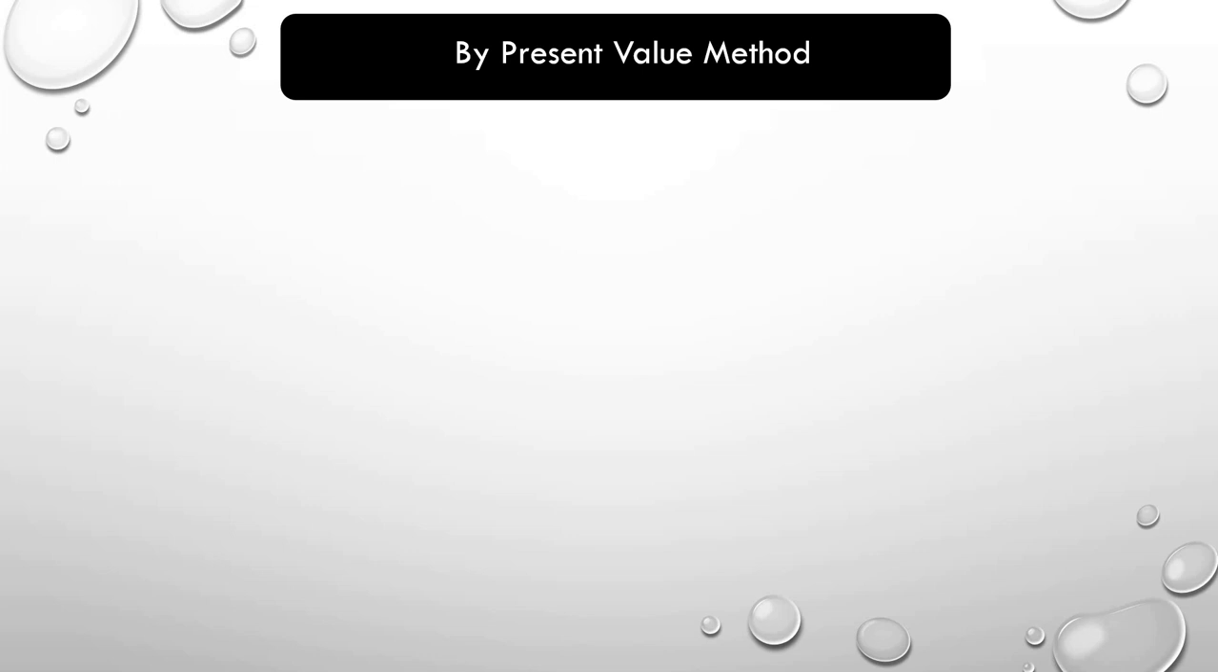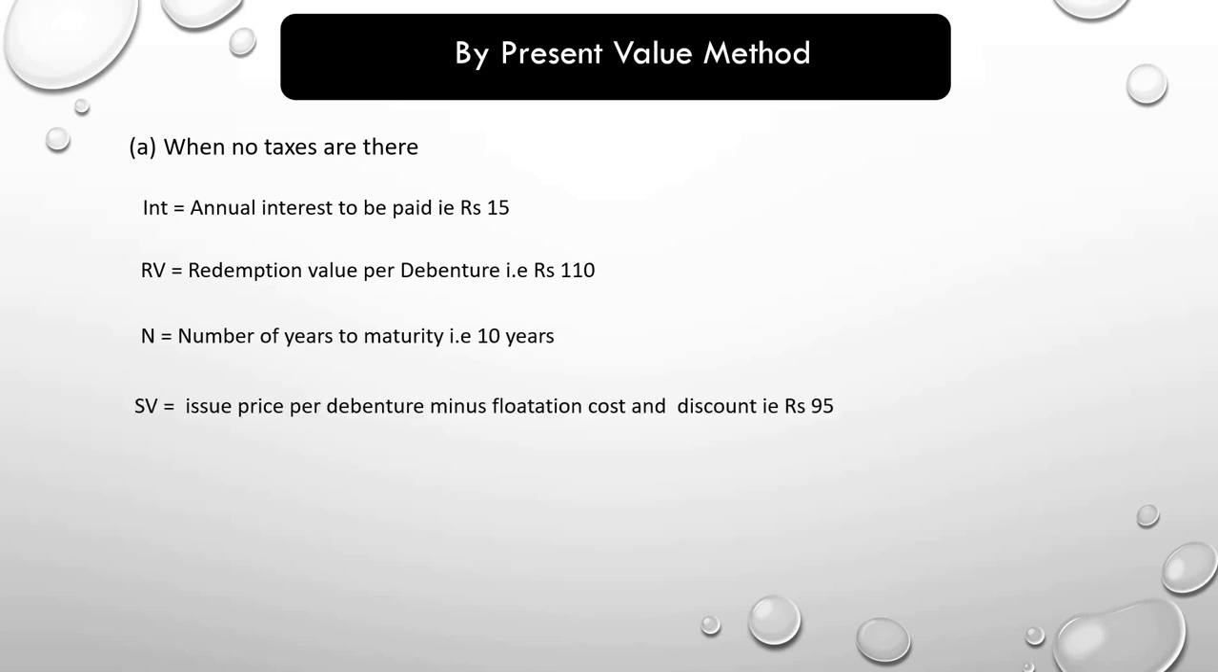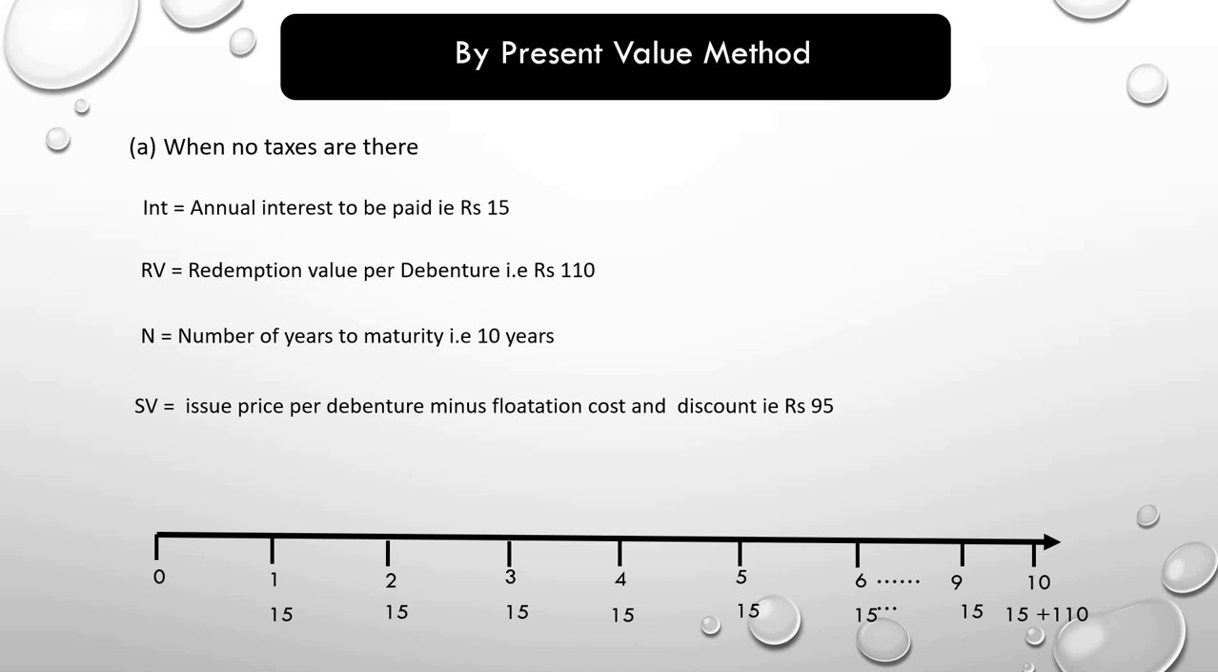Now the next method that we are going to do is the present value method. In the present value method, the first case we are going to do is when no taxes are there. When no taxes are there, interest is 15 as we have already discussed. My redeemable value is 110, number of years is 10 years, and sale price is 95. Everything remains the same. Now you are paying interest of 15 every year, and at the time of maturity 110 will be your redeemable value. And at the time of issue, you are issuing the debenture at the rate of rupees 95 per debenture.